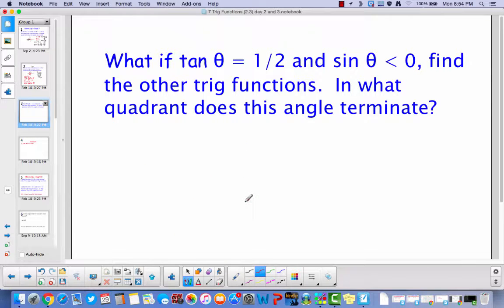All right, now you try this one. Remember to draw your angle. Remember to find the 6 trig functions. Remember to figure out which quadrant we're in. So pause this just a minute and do this problem, please.